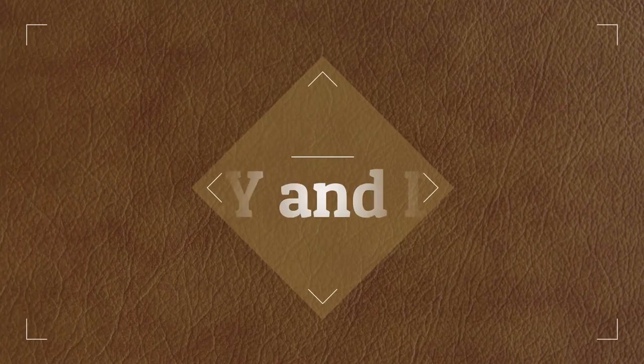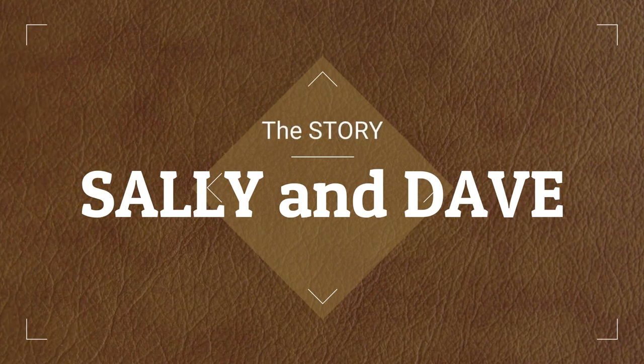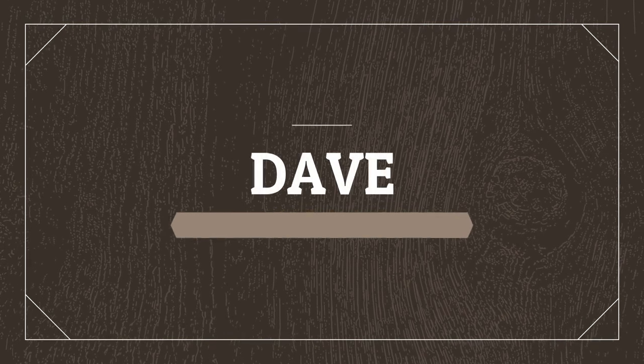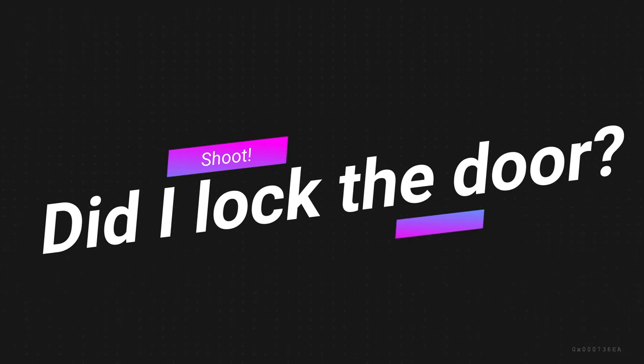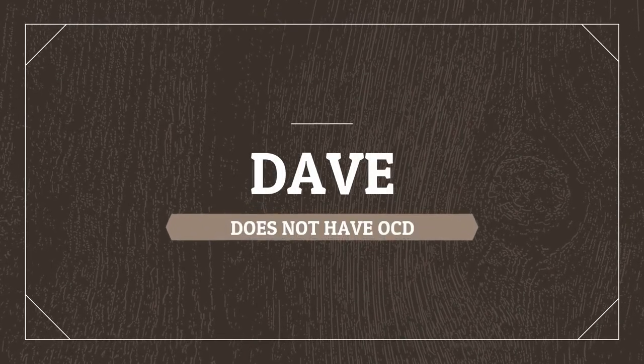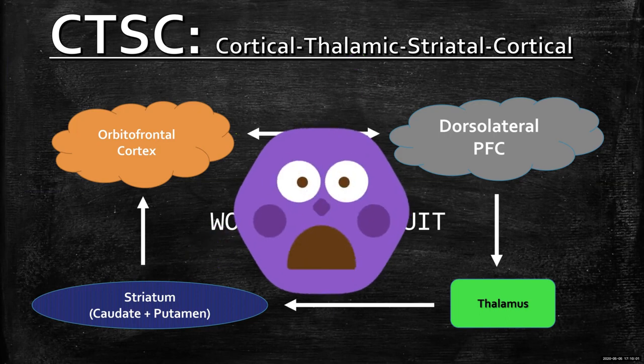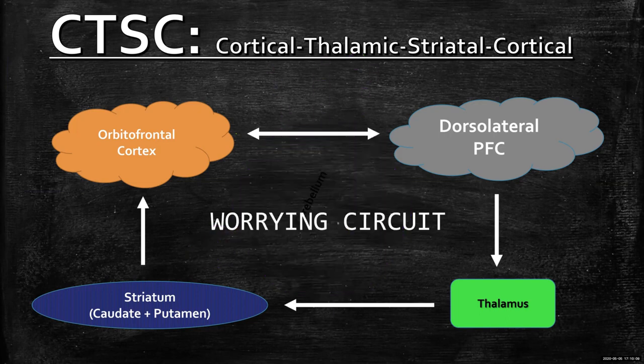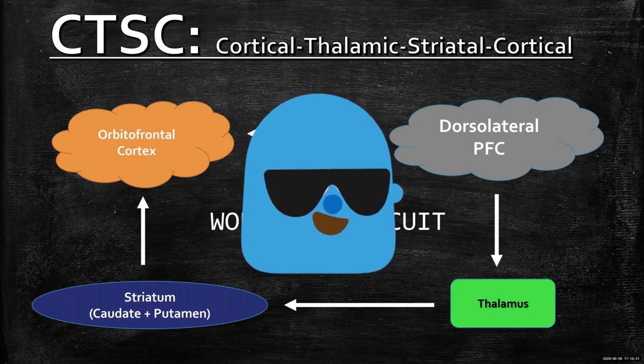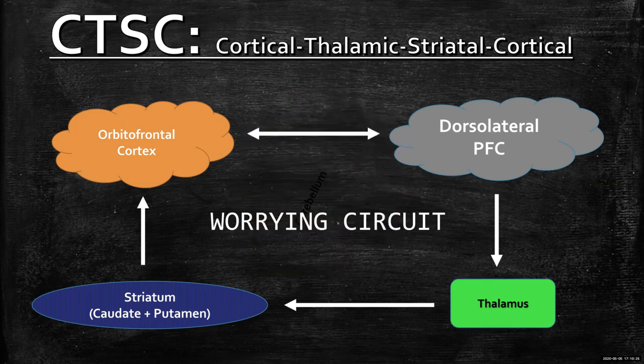To understand the worry circuit, let's consider the following example. Sally and Dave. Sally has OCD, and Dave does not. Dave is driving down the highway on his way to work, and a thought pops up in his head. He asks himself, wait a minute, did I lock the door? Did I lock the front door? The orbitofrontal cortex immediately sends a signal of alarm and starts the worry circuit. But Dave's dorsolateral prefrontal cortex and other areas of the brain process this information, and he quickly rationalizes, you know what, no, I've never done this before, and I'm pretty sure I locked it, and even if I didn't, we have a great alarm system. That's Dave, who doesn't have OCD.